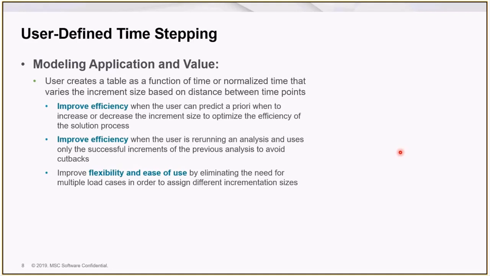This is really about your specific problem and how it solves. We can improve that proficiency if you already know before it begins how that problem solves. So perhaps you know you do need small increments at the beginning, and then that can transition to large increments, and you can use that to make an efficient solve while avoiding cutbacks. So that's one situation when you know how your problem is going to solve.